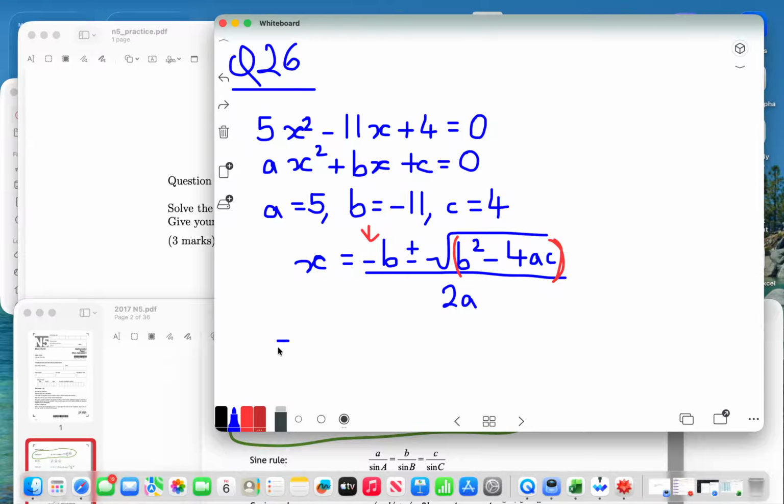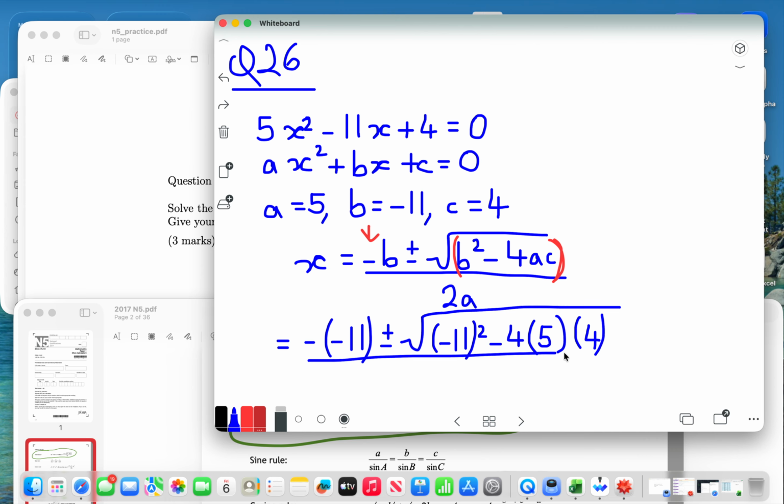Let's plug the values in. So minus b is minus 11 plus minus the square root of minus 11 squared minus 4 multiplied by 5 multiplied by 4, and we divide by 2a, which is 2 times 5.